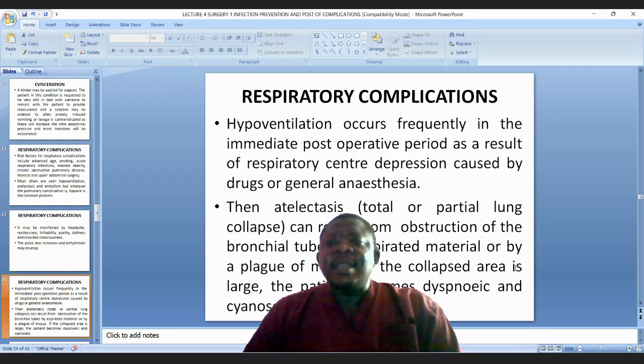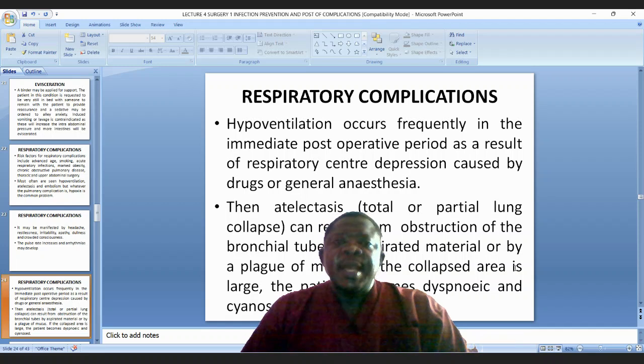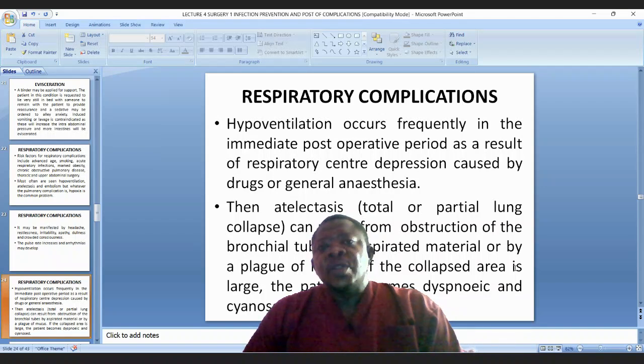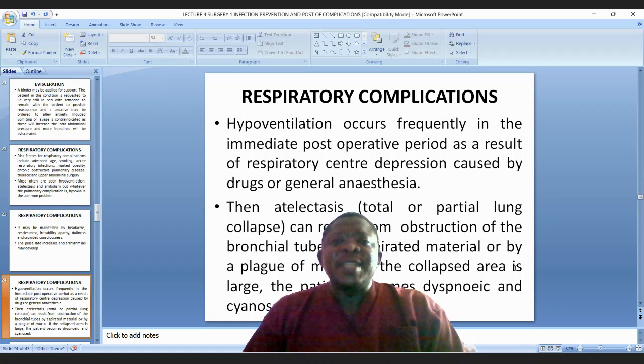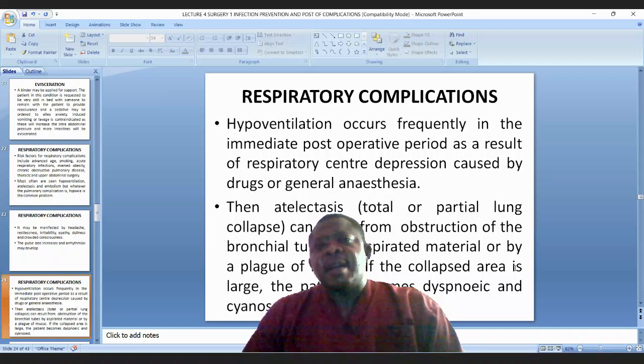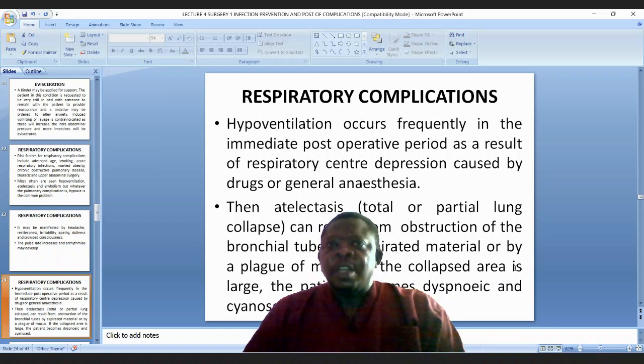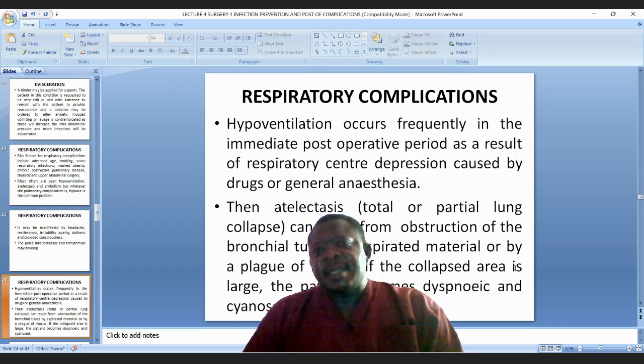Hypoventilation occurs frequently in the immediate postoperative period as a result of respiratory center depression that is caused by drugs or general anesthesia. So we are saying the hypoventilation that we see in the immediate postoperative phase mostly can be attributed to drugs that suppress the respiratory center. Okay, so the drugs, the anesthesia drugs that are given in theater.